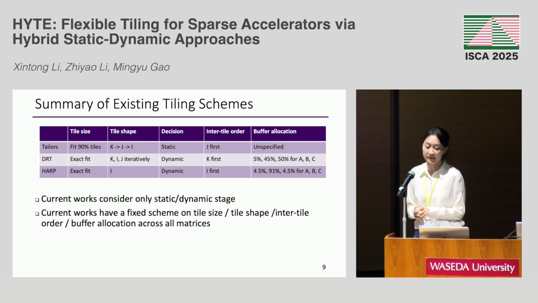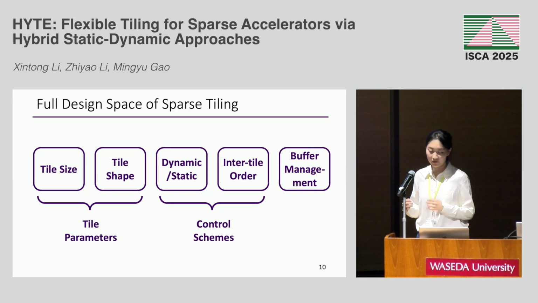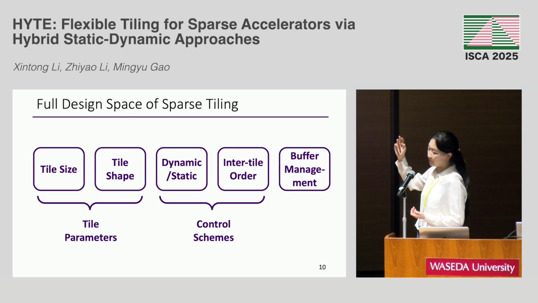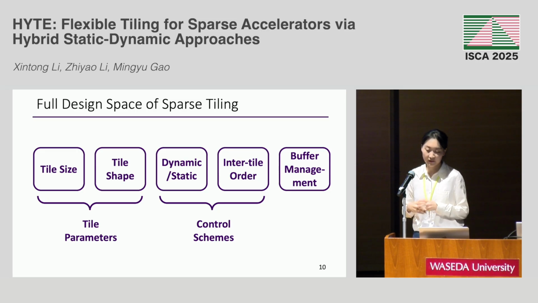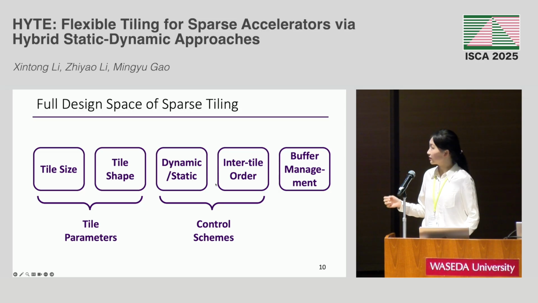In summary, existing works use either static or dynamic methods and apply a fixed strategy to different tensors. Each method performs well on certain tensors, but poorly on others. To achieve optimal tiling across diverse tensors, we first summarize the design space of sparse tiling, including the tile size and shape, the dynamic static decision, the intertile order, and the buffer management. Next, we are going to analyze the influence of each factor and propose the corresponding solutions.